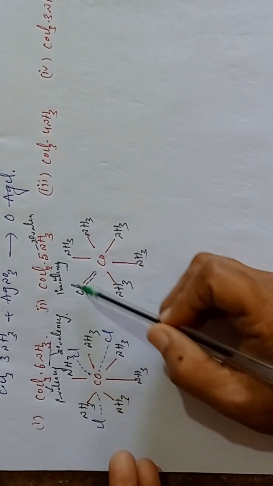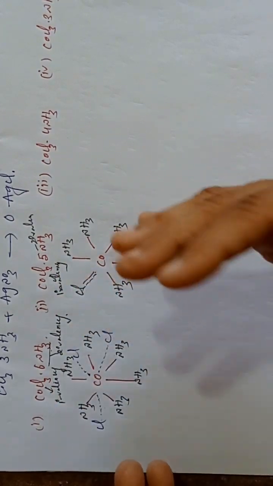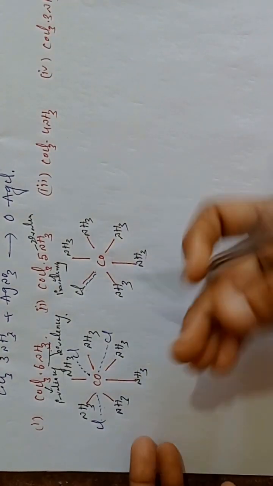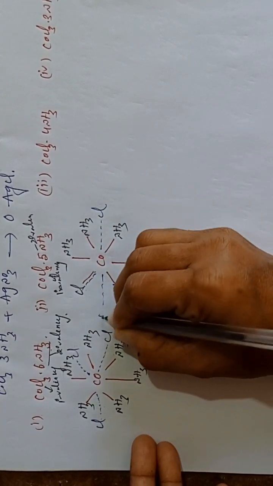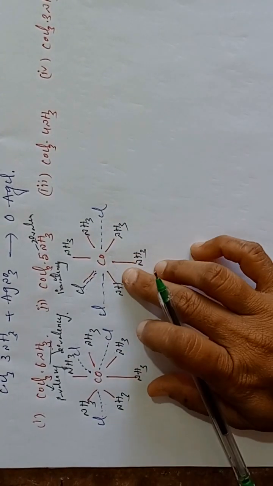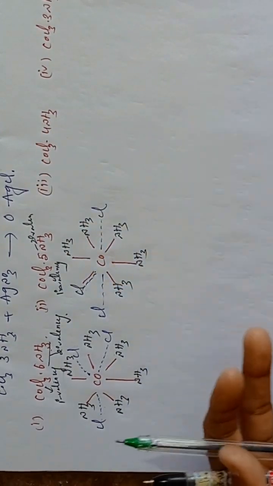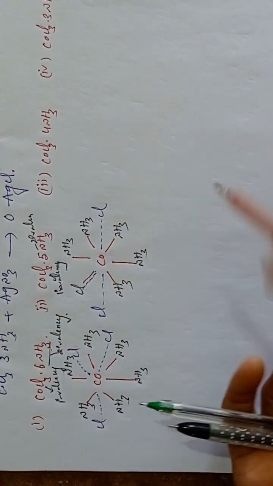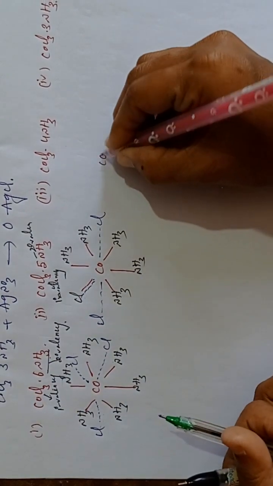Remaining how many chlorines are there? One chlorine is used, remaining 2 chlorines. Those 2 chlorines are present outside the coordination zone, so I am taking the 2 chlorines outside, here one and here one. Clear this one? Clear, students? How to write? Right, now the third compound, the third structure. Here the central metal atom is cobalt.